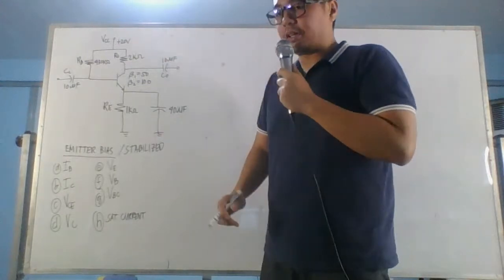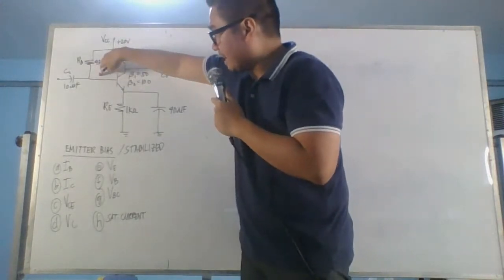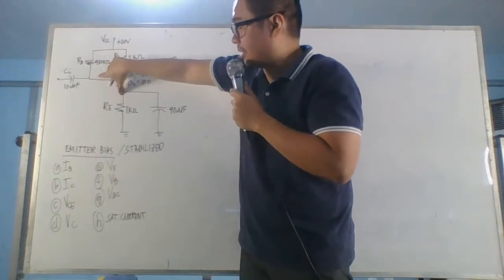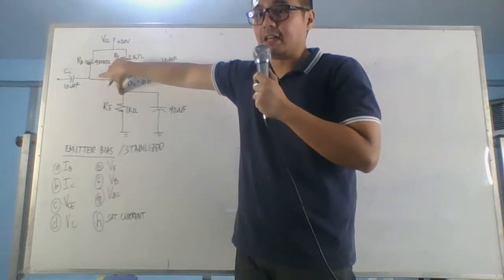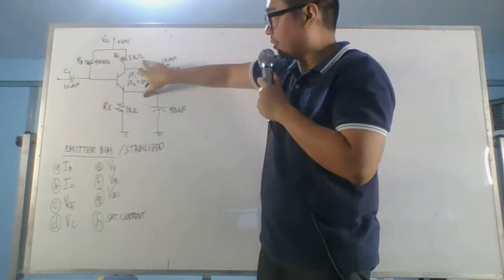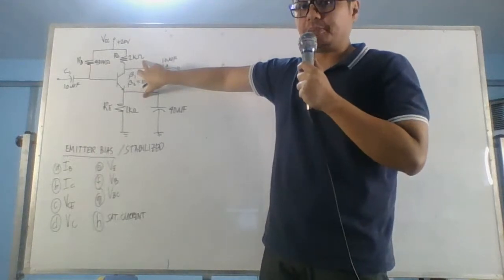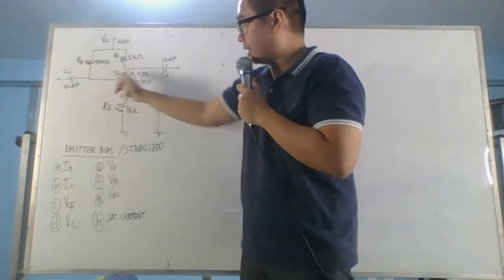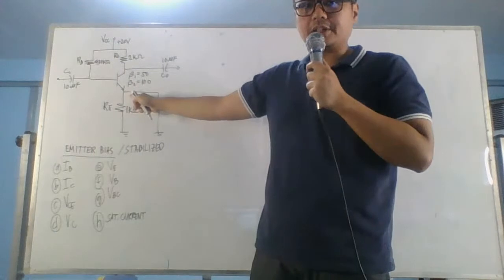Okay, so this is your input side. We have the base and the emitter junction. This is your input side. Ang output side natin is the collector and emitter junction. So common sa input at sa output yung ating emitter terminal.